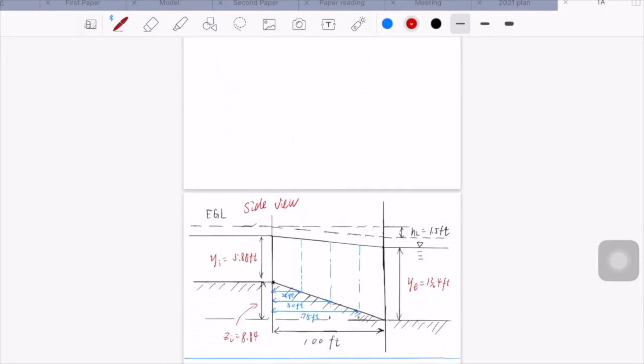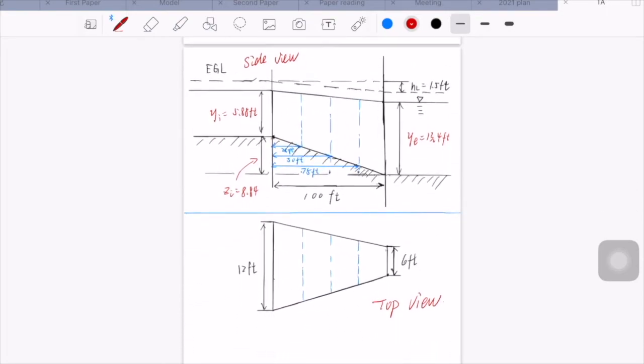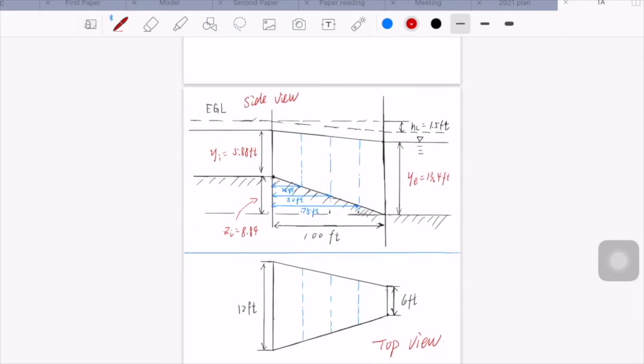Now we can draw a side view and a top view of the transition. This is a side view, and we know the water depth at the entries is 5.88 feet we calculated before, and the ZR equals 8.84 feet we also calculated before, and the water depth at the exit is 13.4 feet. And we know from the problem the length of the transition is 100 feet, and the energy loss in the transition is 1.5 feet.